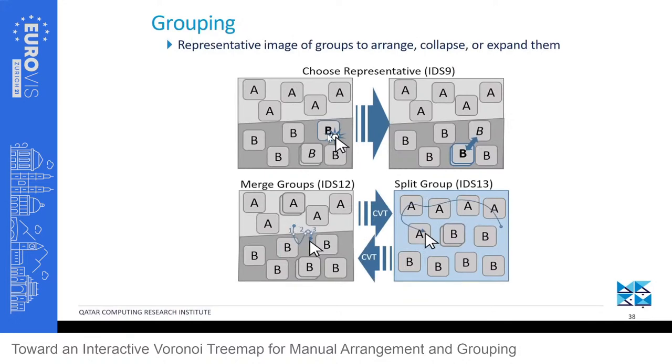We can choose a representative image of a group by double click on that image. It will be useful to arrange a group, to collapse or expand a group. We can merge two groups by drawing a zigzag line across the common boundaries between these two groups. And we can split a group by drawing a line across several images. So using line selection, it will create a group based on these images all at once.